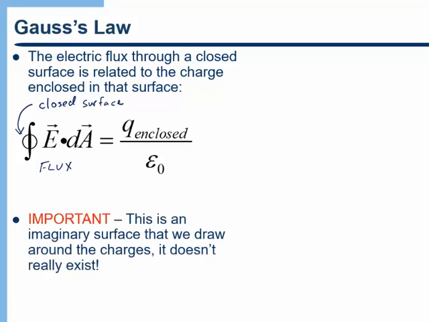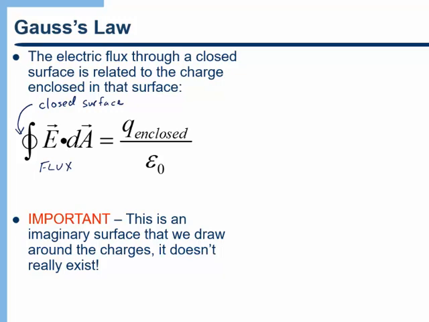One of the important things to understand about this surface that we're talking about is it's an imaginary surface. We draw it around the charges. It doesn't really exist. So this is one of the things you have to keep in mind, because when we use Gauss's law in a problem, there might be actual physical surfaces in the problem as well. But the surface that we're talking about for Gauss's law is not really there. It's imaginary. It's just something that we draw to help us solve the problem. And you'll see how that works in this video.